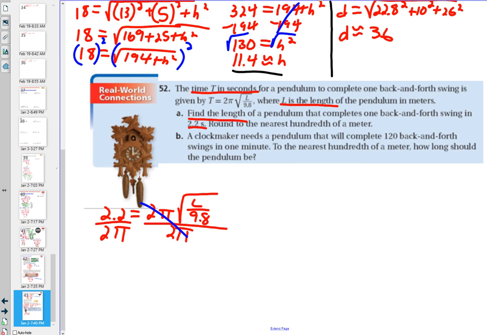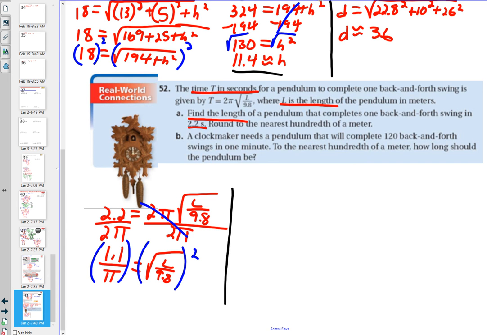2.2 divided by 2 is 1.1 over pi. I can do that. You don't have to, but you can. And then, what's the next step? Now I would square both sides. I'm trying to get rid of that radical. You don't have to do this, but I know 1.1 squared is 1.21. And on the bottom, I have to square the pi also, if I'm allowed to distribute that exponent to both numbers. Then on this side, I just have L over 9.8.